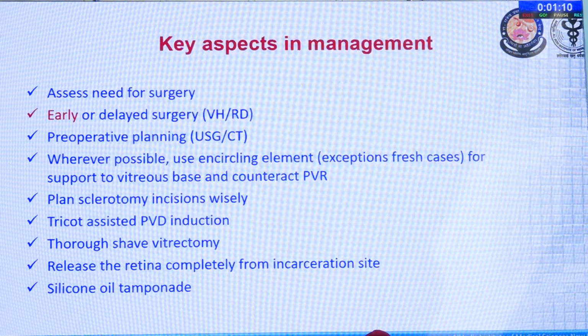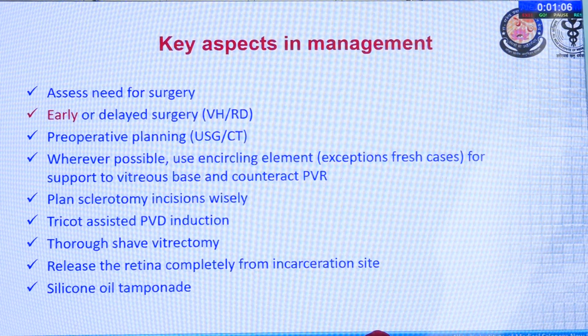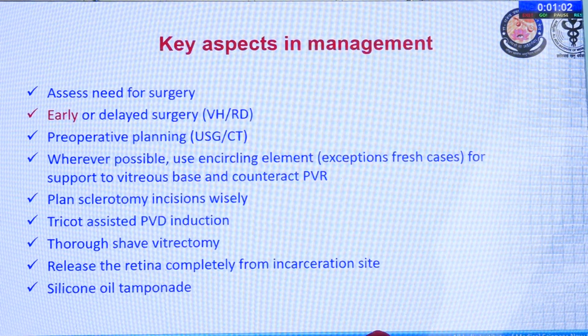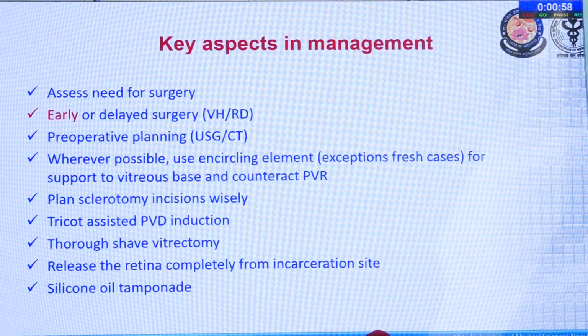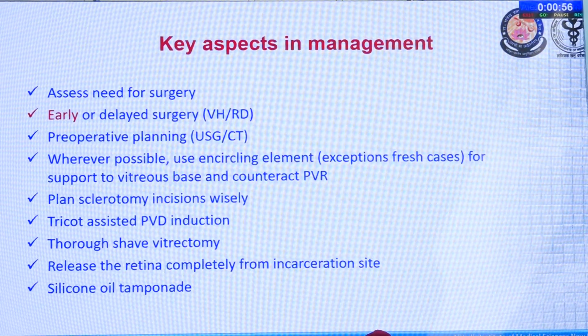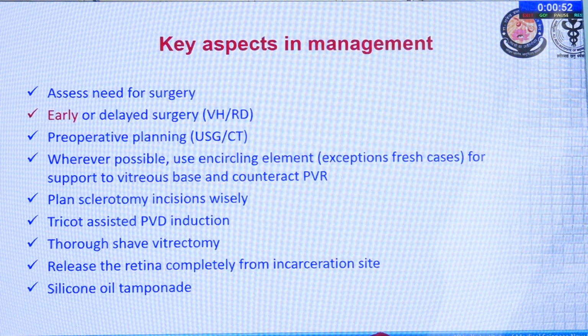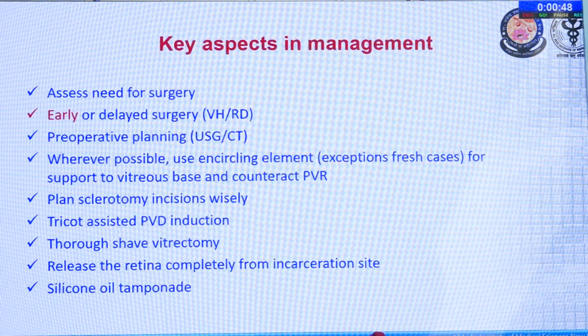Then PVD induction is of utmost importance, and also is the shave vitrectomy in the area of incarceration. And then you have to release the retina completely. If you do not release the retina completely, the retina may settle intraoperatively, but later on retinal fibrosis does happen, and that will lead to redetachments. And then silicone endotamponade is important because there is a high risk of proliferative vitreoretinopathy and redetachments.